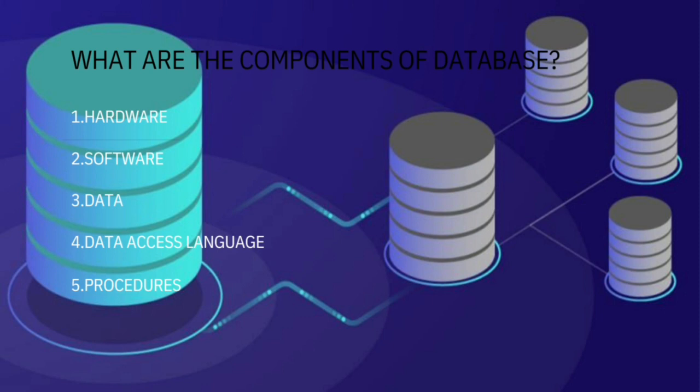3. Data. This is the raw information that the database stores. Database administrators organize the data to make it more meaningful. 4. Data access language. This is the programming language that controls the database. The programming language and the DBMS must work together. One of the most common database languages is SQL. 5. Procedures. These are rules that determine how the database works and how it handles the data.